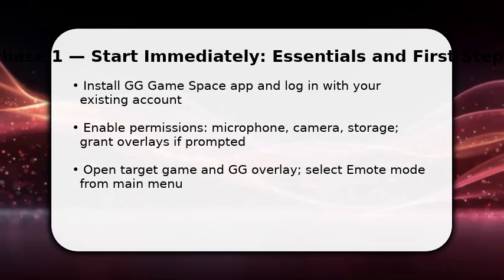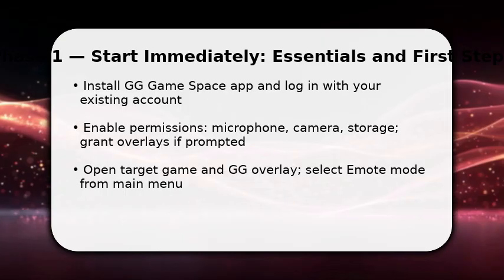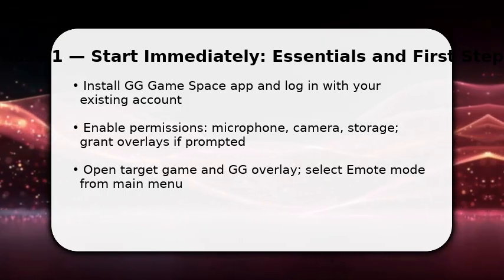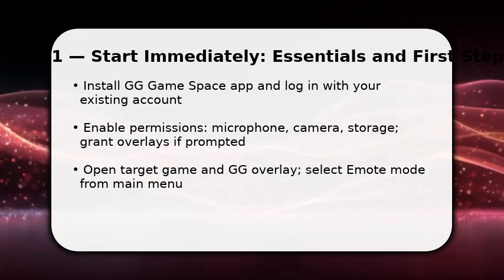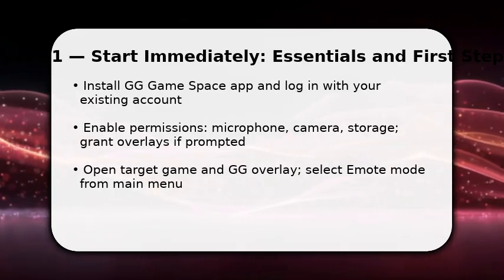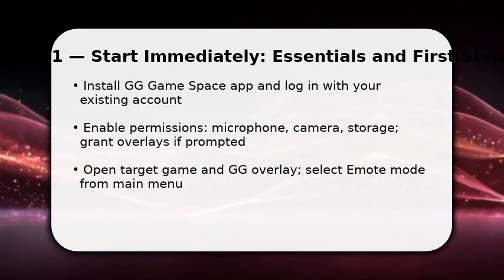Enjoy the video. You start by preparing the essentials. Install GG Game Space and sign in. Make sure you grant microphone, camera, and storage permissions so emotes can record and playback. Once done, open the game you want to use emotes in and activate GG's overlay. This allows direct in-game controls.